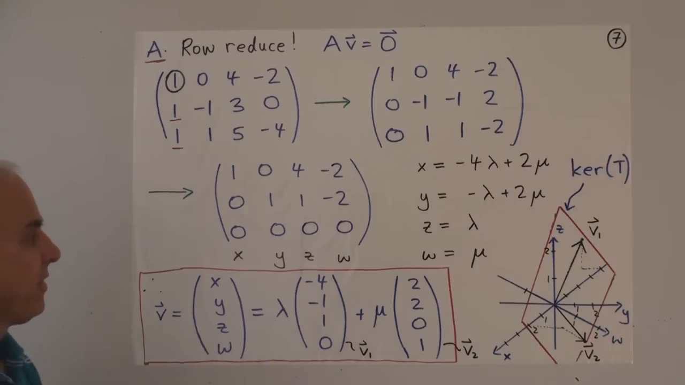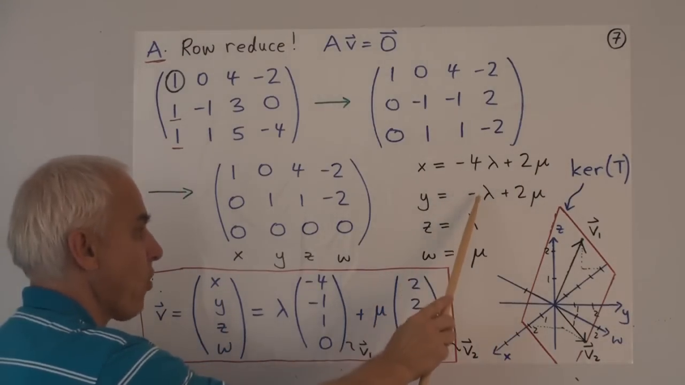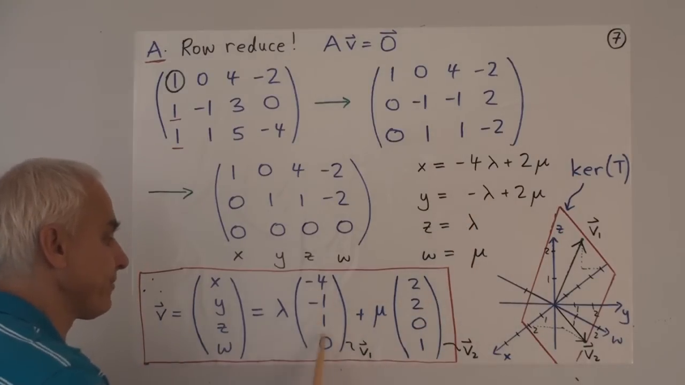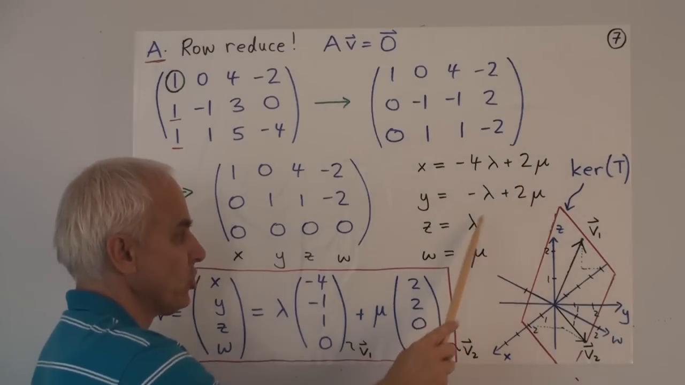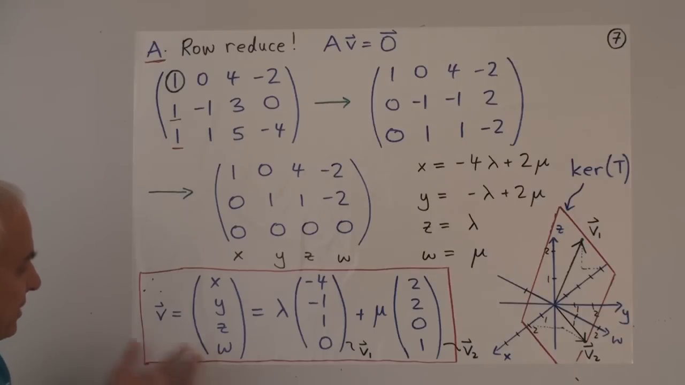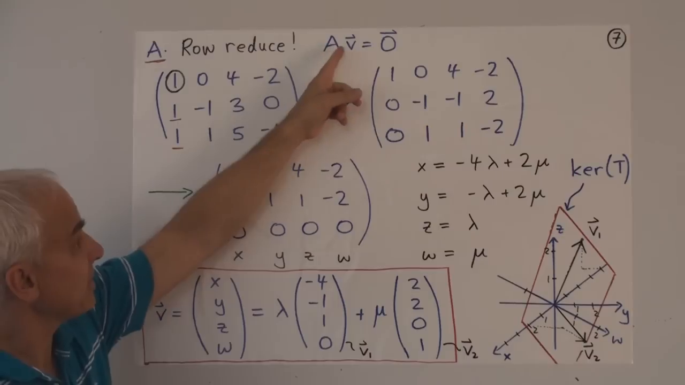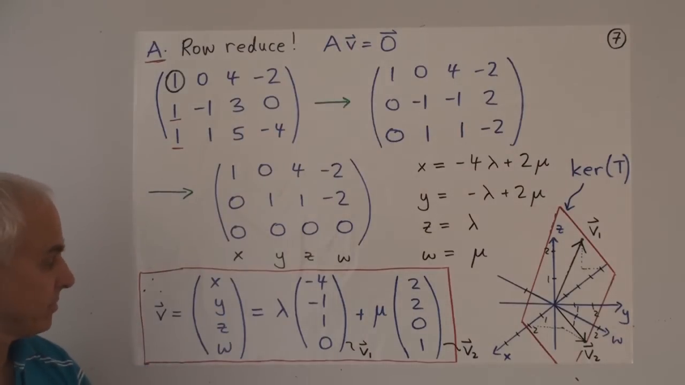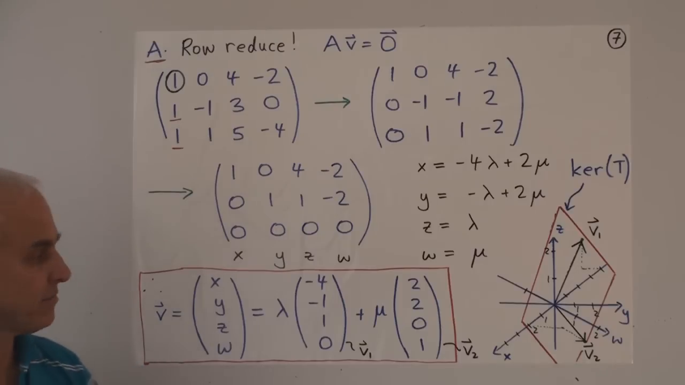We could put it together in a sort of vector form by writing the vector v as x, y, z, w, and just taking this form and writing it as lambda times the vector minus 4, minus 1, 1, 0, plus mu times the vector 2, 2, 0, 1. Now this is very nice. It's showing us that any vector v that satisfies A times v equals 0 is a linear combination of these two particular vectors.